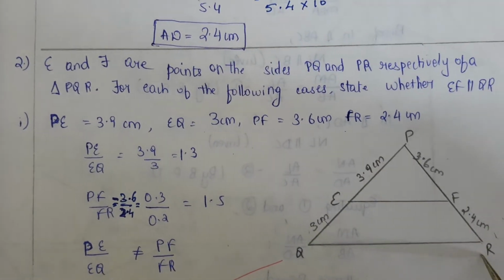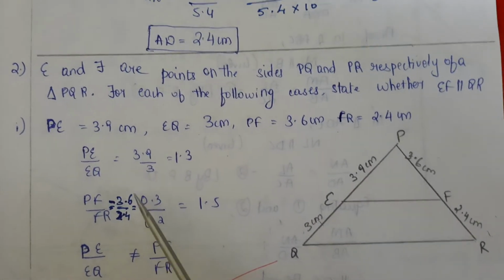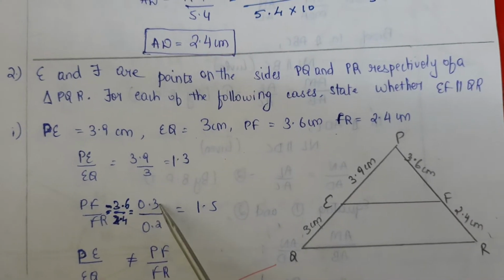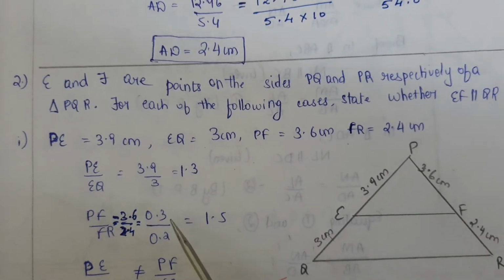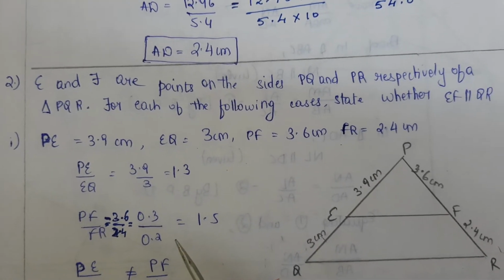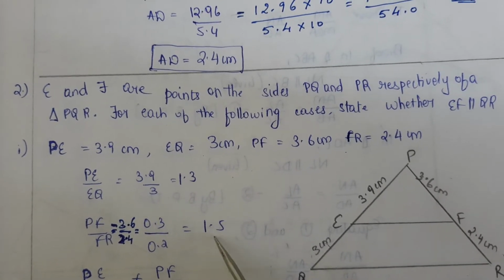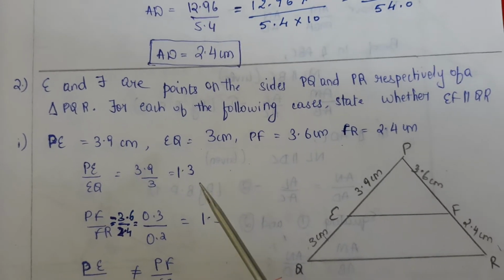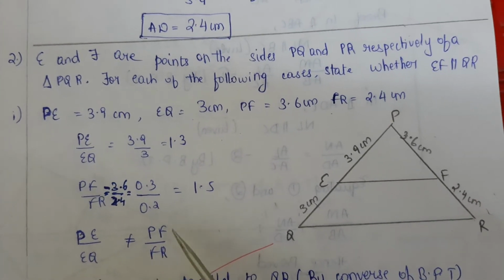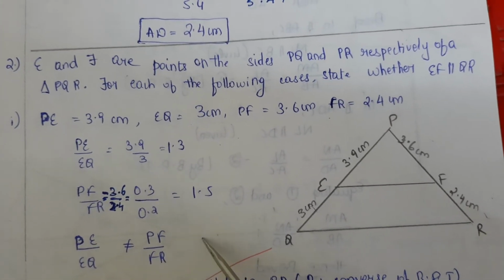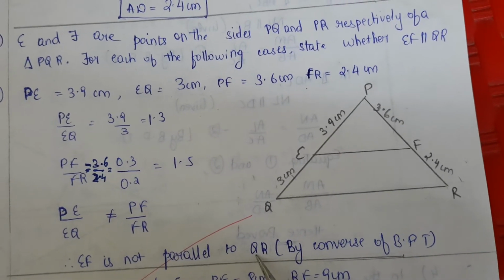Next let us take PF by FR. That is nothing but 3.6 by 2.4. So when we simplify, divide by 12, we get 0.3 by 0.2. So this, when I multiply by 10 up and down, we get 1.5 centimeter. So now 1.3 is not equal to 1.5. So PE by EQ is not equal to PF by FR. So when it is not equal, by the converse of BPT, we can say that EF is not parallel to QR.